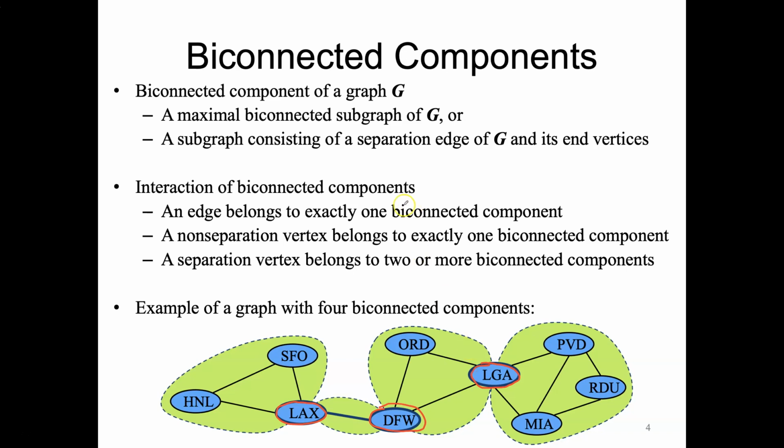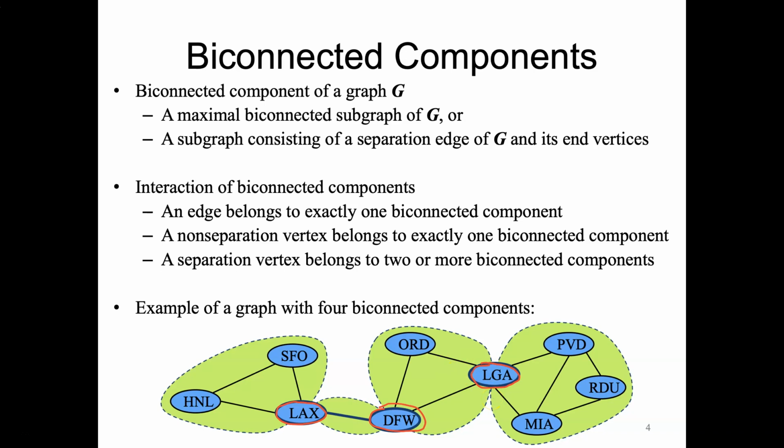Because a biconnected graph is fault tolerant in the sense that we could remove any one vertex or edge, we want to find where these vulnerabilities are in a network. We want to find where these separation vertices or separation edges are, and if we can identify the biconnected components of our graph, this will give us exactly where those problem points are.